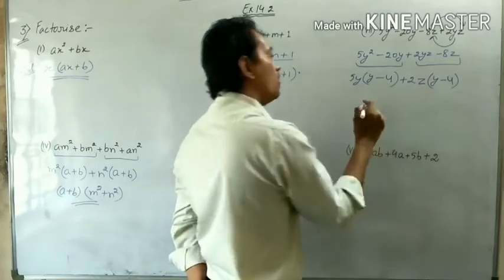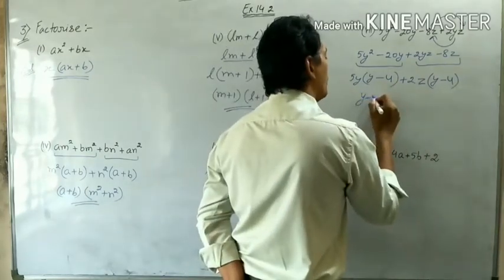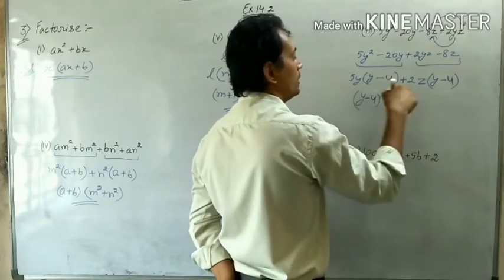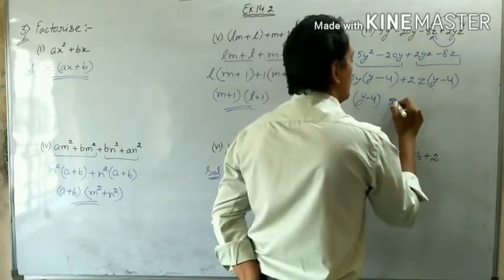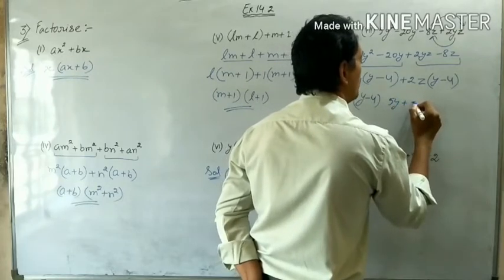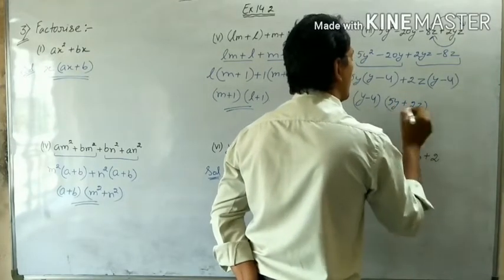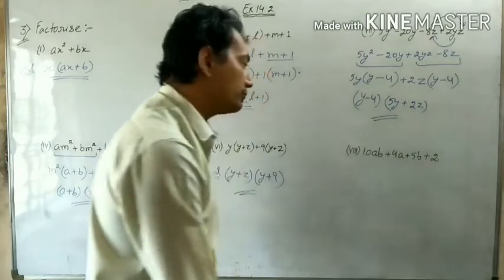Again you can take it as common, so let's take y minus 4 as common, and the rest of the thing, that is 5y plus 2z, in a separate bracket. So this is your factorization.